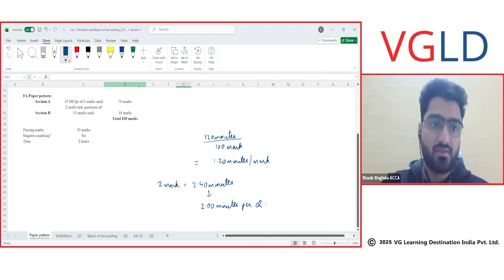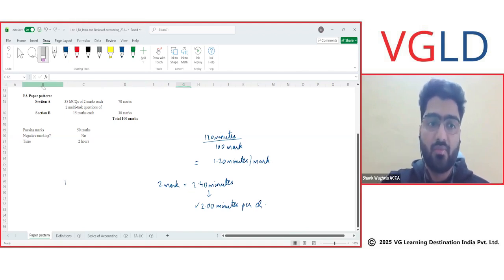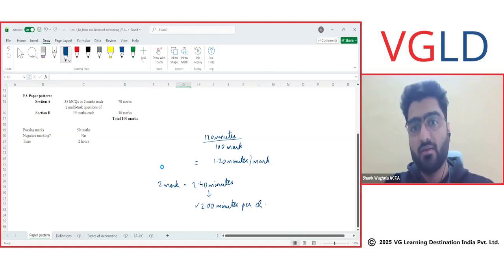I do understand that initially we will be taking 3 minutes, 4 minutes, but our goal should be to cut this down to 2 minutes per question. Everyone? So this is something that we will be learning from day one, putting it into practice from day one.